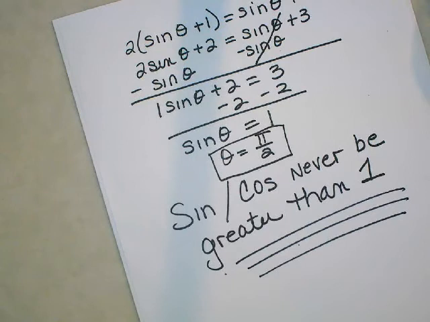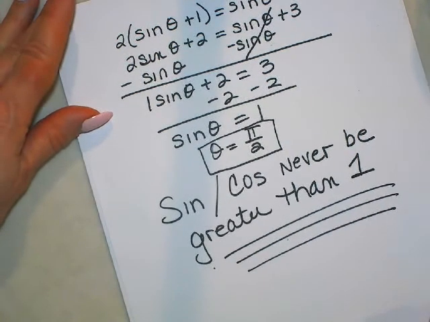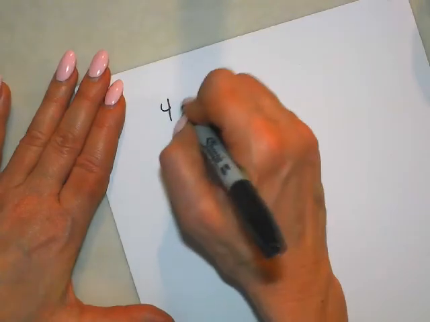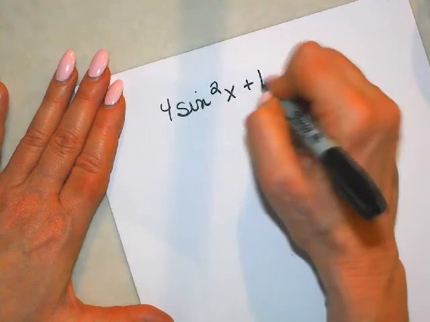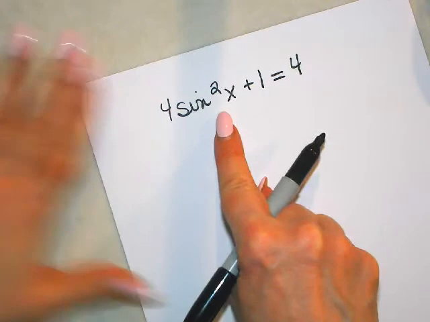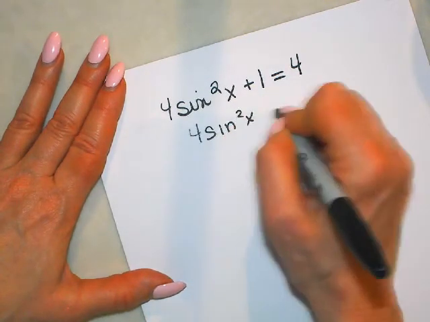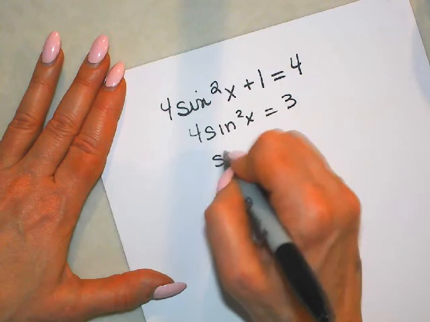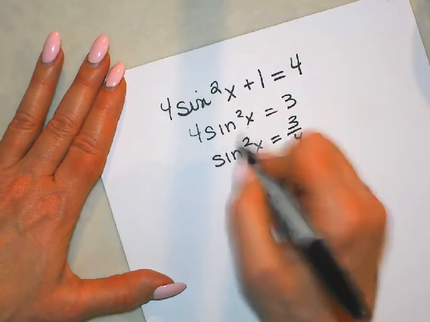Okay, so if you get a problem where it says the sine of theta is 2, reject it. Doesn't work. And you will get those. Okay, I'm going to show you one more example. 4 sine squared x plus 1 equals 4. Again, you're just going to solve it as if this was just an x. I'm going to subtract 1 from both sides. Divide both sides by 4.